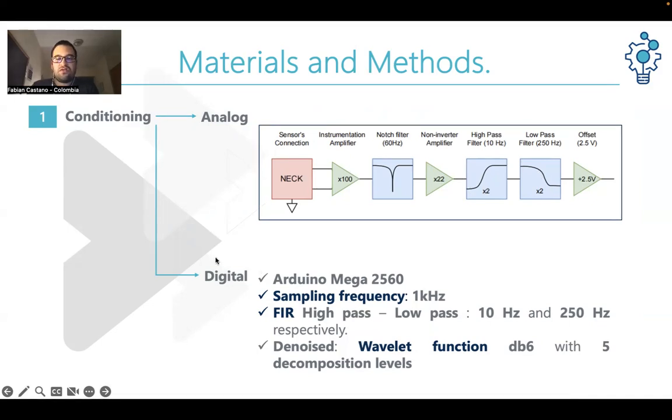For this, we use some low-cost tools like Arduino, with a sampling frequency of 1 kilohertz because it's enough to acquire the information that is below 100 hertz in the muscle that we are studying, and we apply a signal processing technique that cleans the signal that we are measuring.